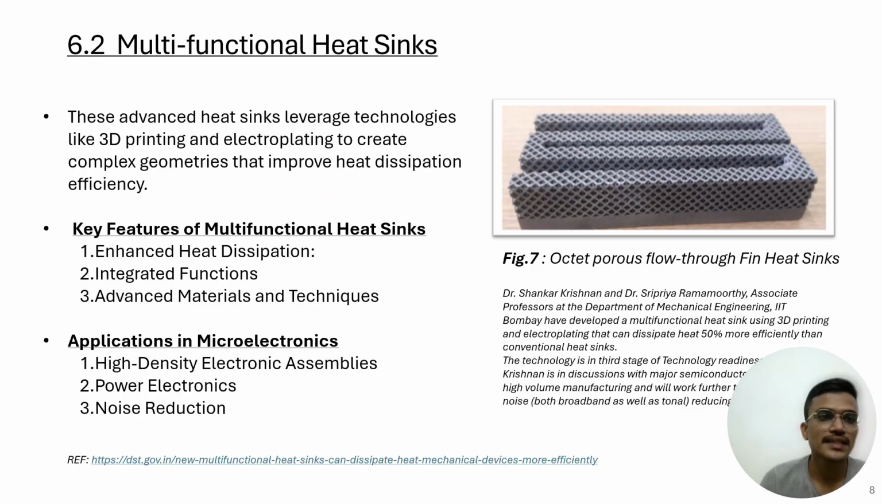So coming towards the second type of advanced heatsink, that is a multifunctional heatsink. In multifunctional heatsink, we use different techniques like 3D printing and electroplating to create complex geometries. So why complex geometries? Complex geometries are useful to facilitate different heat modes, that is conduction, convection, radiation. So that is one of the features, that is enhanced heat dissipation.